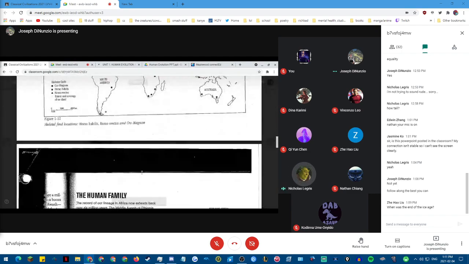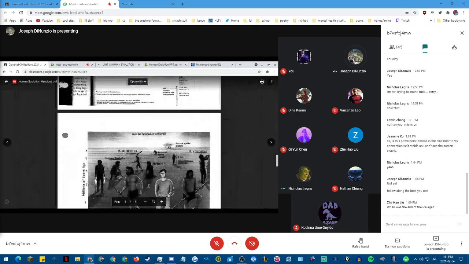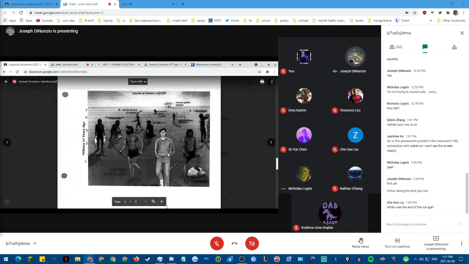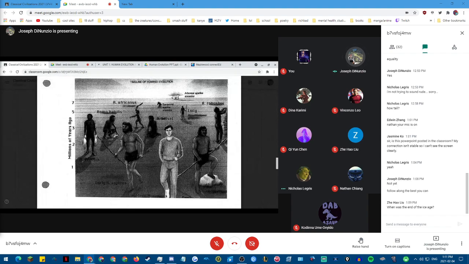But the Cro-Magnons seem to have gone all over the place. So here's another look. Again, you can take a look at this on your own. I posted this package of the timeline of hominid evolution.